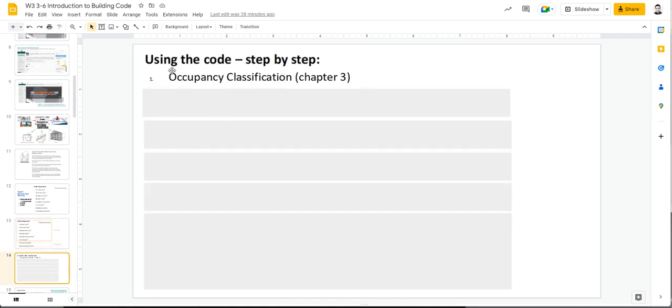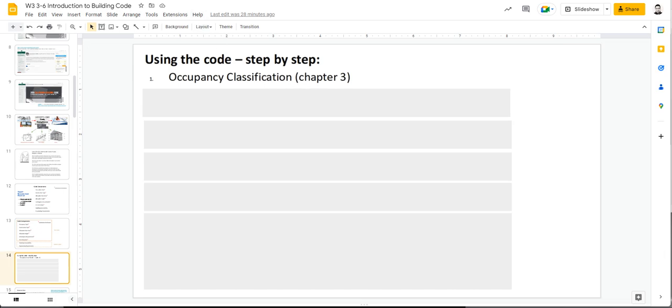I picked up this info from another professor, so thank you for providing this one. This is a step-by-step process of what you do when you're starting a project and using the building code. Number one is you need to find your occupancy, and it's in chapter 3 of the building code.